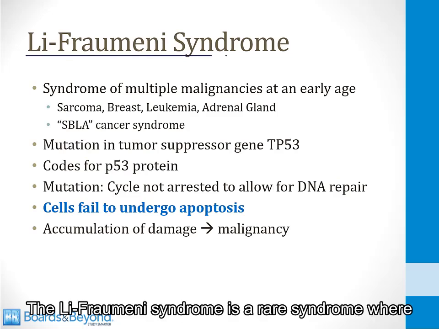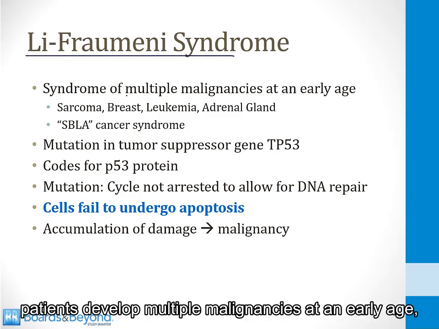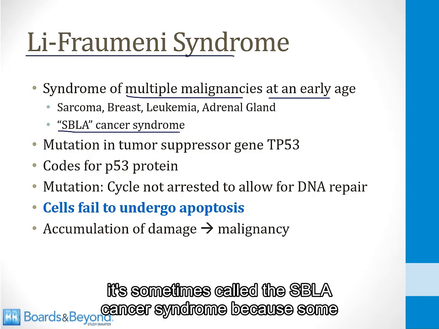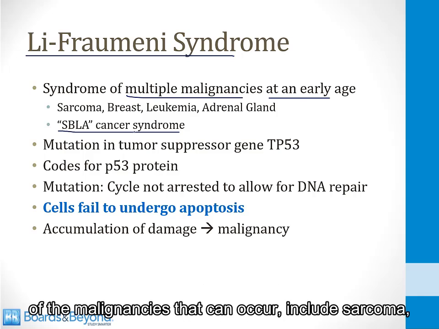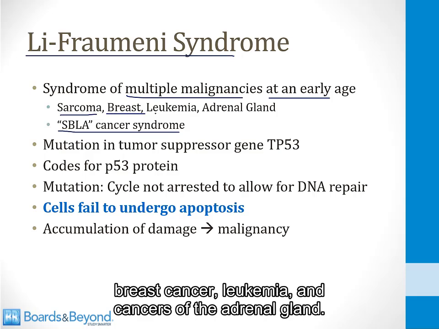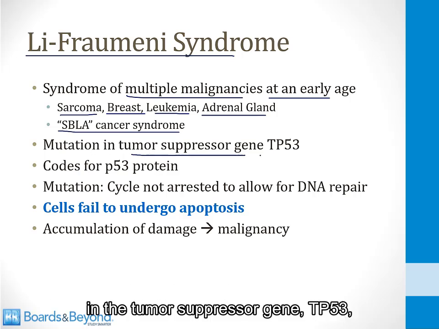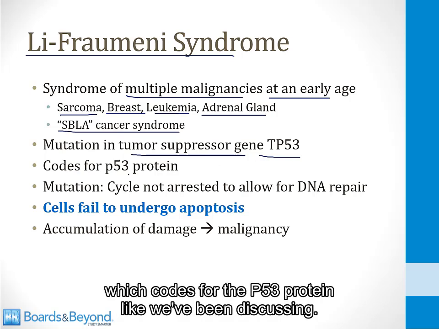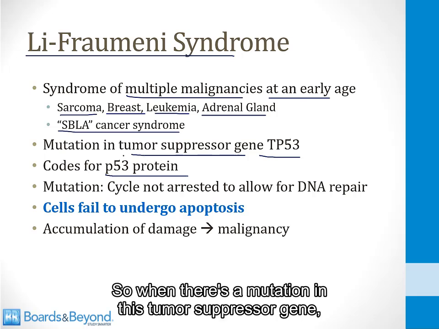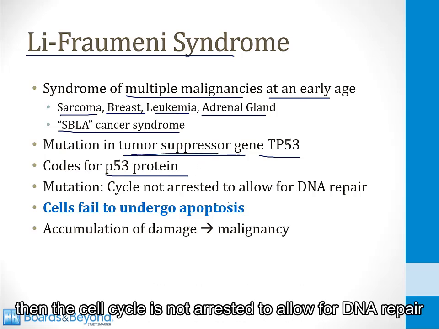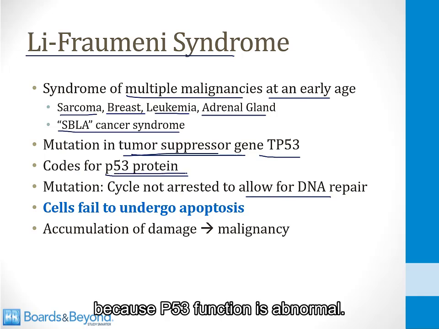Li-Fraumeni syndrome is a rare syndrome where patients develop multiple malignancies at an early age. It's sometimes called the SBLA cancer syndrome because some of the malignancies that can occur include sarcoma, breast cancer, leukemia, and cancers of the adrenal gland. The cause of Li-Fraumeni syndrome is a mutation in the tumor suppressor gene TP53, which codes for the p53 protein like we've been discussing. So when there's a mutation in this tumor suppressor gene, then the cell cycle is not arrested to allow for DNA repair because p53 function is abnormal.